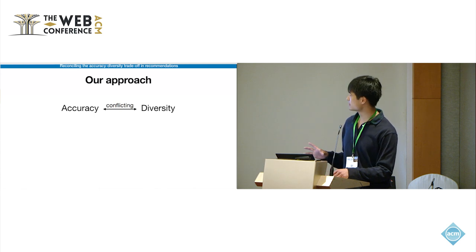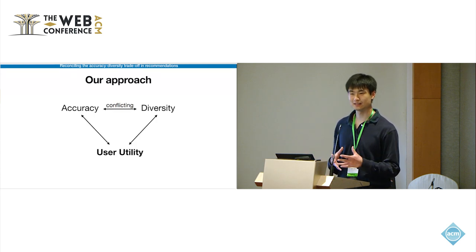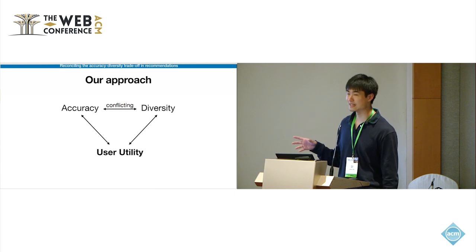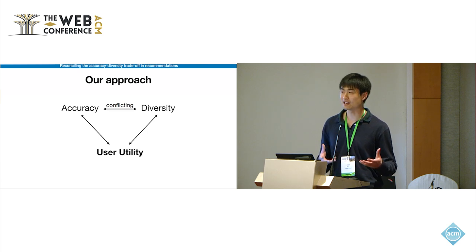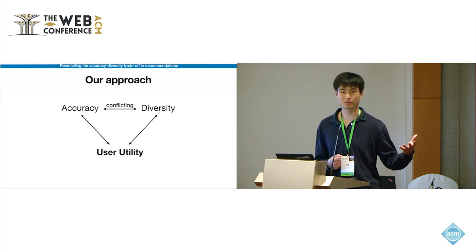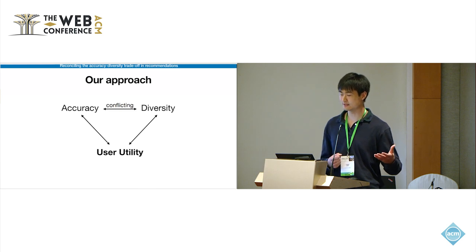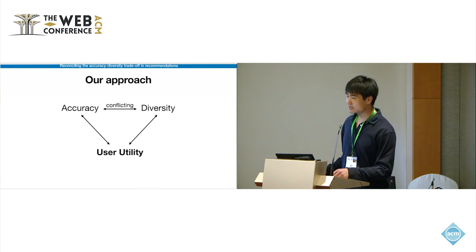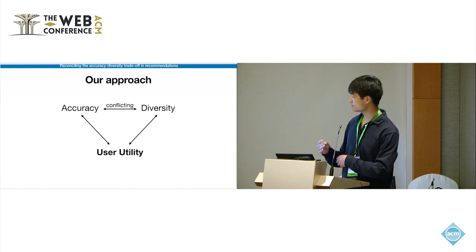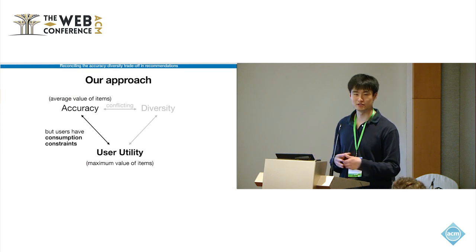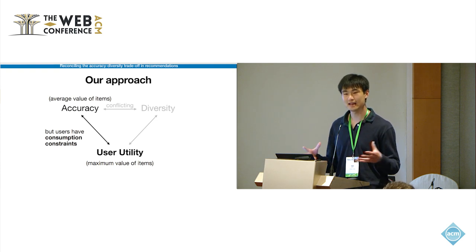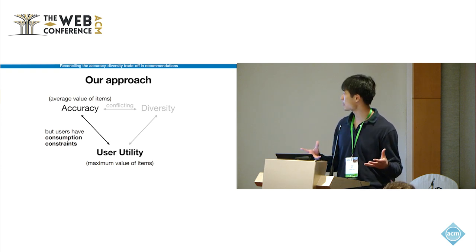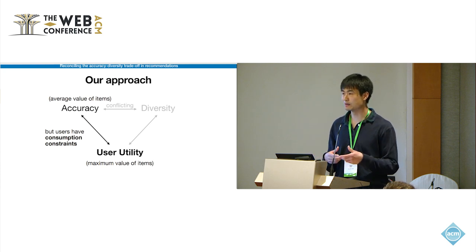So our approach is to introduce a third objective into our study, and that's user utility. User utility in some ways is the more fundamental thing that we really care about. It's what the users actually experience, what the users actually gain from the recommendations. Our main observation is that user utility and accuracy are actually not exactly the same thing. In particular, accuracy, the percentage of items that a user likes, is a measure of the average value of items. You care about, of the entire set, how high quality these items are as a whole. But in reality, users don't necessarily care about the average value of items.